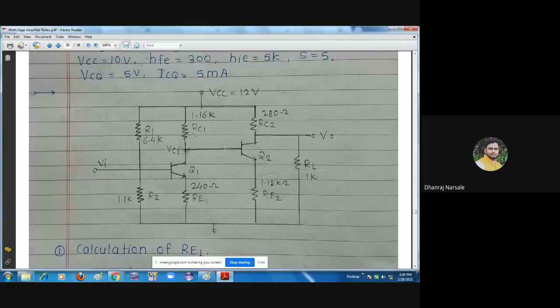To find out the value of RC1, we have to apply KVL to this output loop.